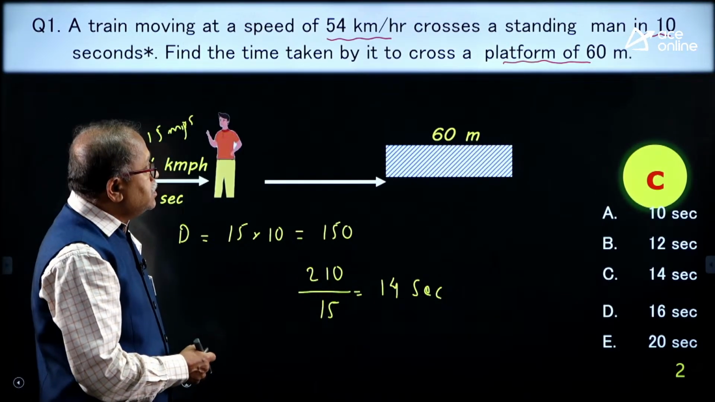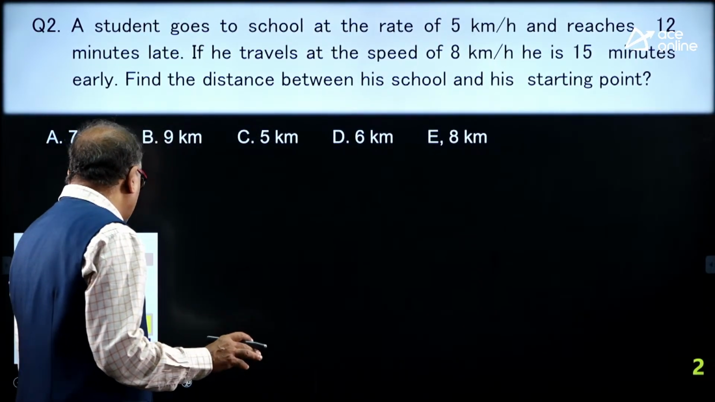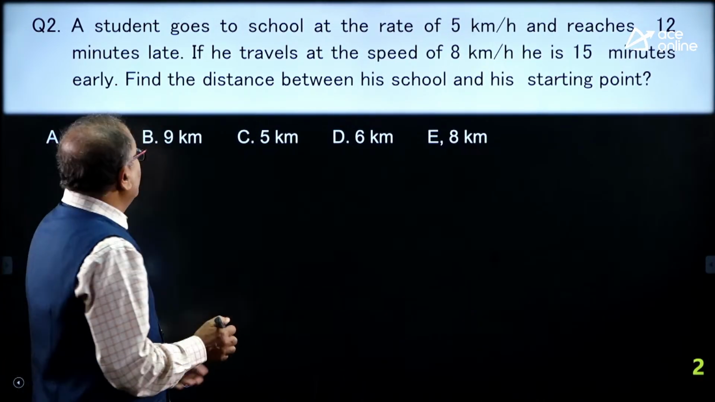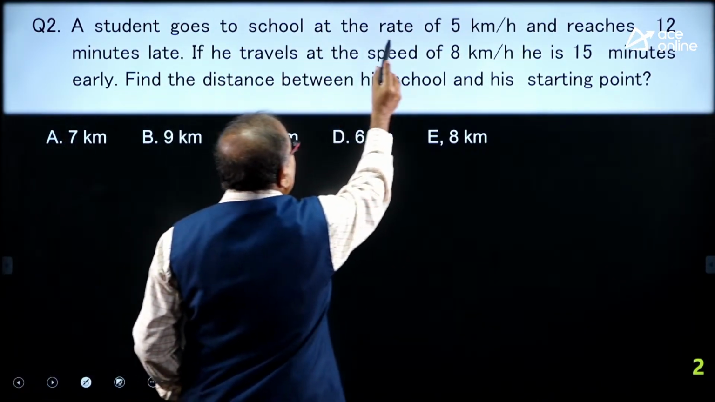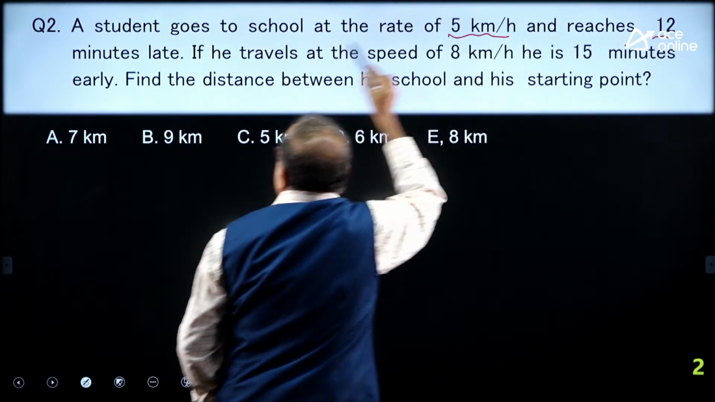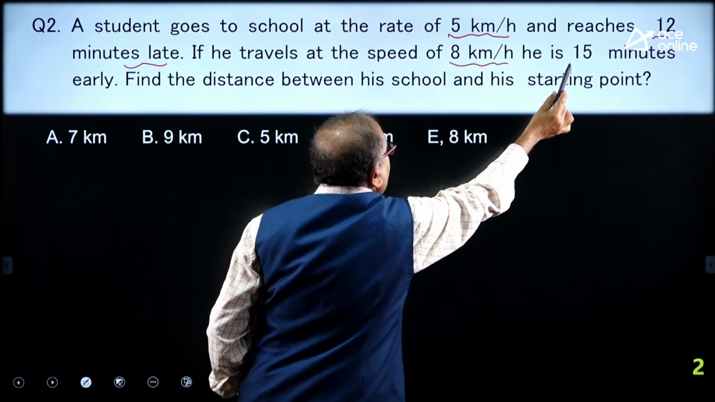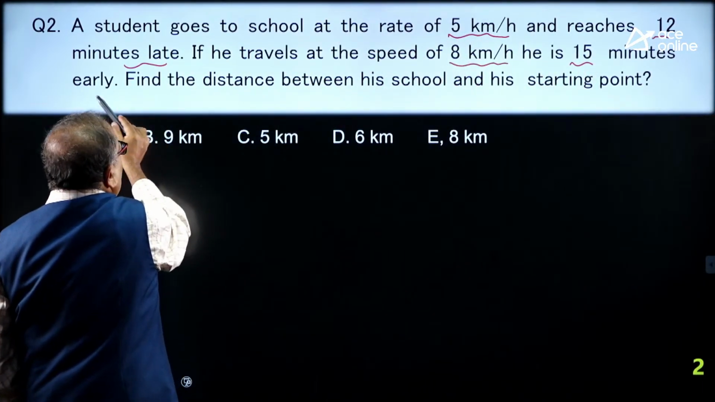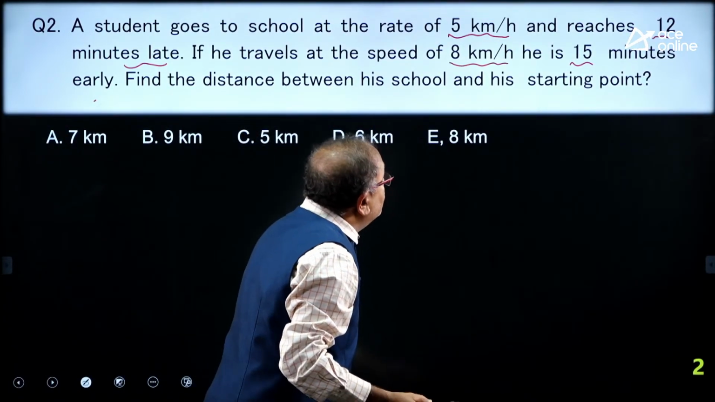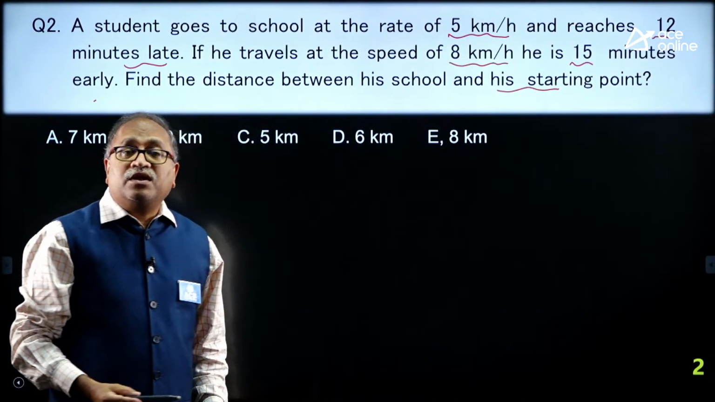So, the next question is here. I will read the question very clearly, within a logical way, and wherever the short formulas are there, we will apply them. A student goes to school at a rate of 5 km per hour and reaches 20 minutes late, and if he travels with a speed of 8 km per hour, he reaches 15 minutes early. Find the distance between the school and his starting point.